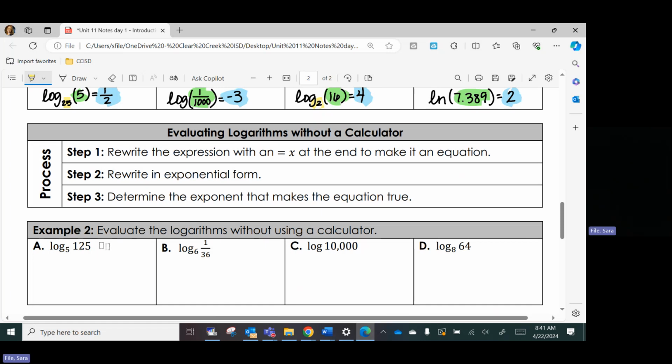So let's start with this first example. We're going to write equals x.